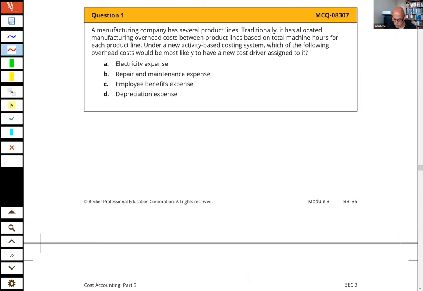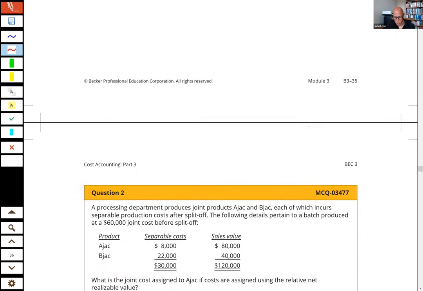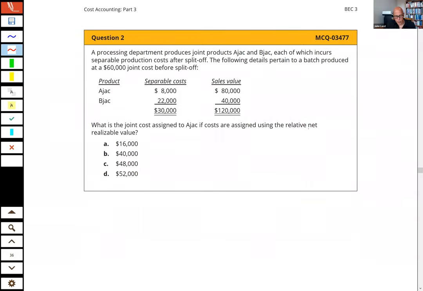Okay. Remember, activity-based costing, we have multiple drivers, right? Okay, good. Let's go ahead now and take a look at this next question, which is going to be more in line with what we've been talking about now for our joint cost.